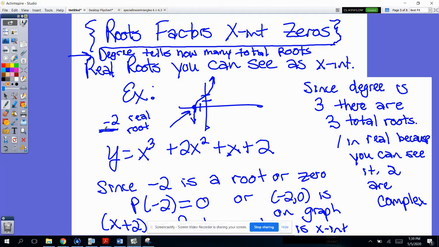Now, if -2 is the real root, then p of -2 is 0. That means when x is -2, y is 0, or it's an x-intercept. And that also means x plus 2 is a factor. You just change the sign. -2 is the x-intercept. So there are 3 total roots. 1 was real because you can see it, and the rest will be complex.